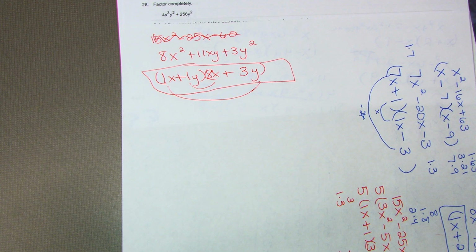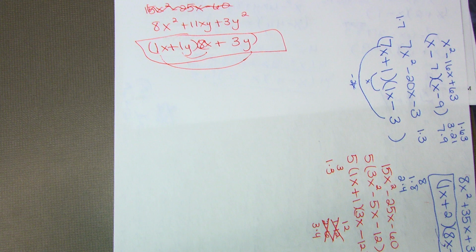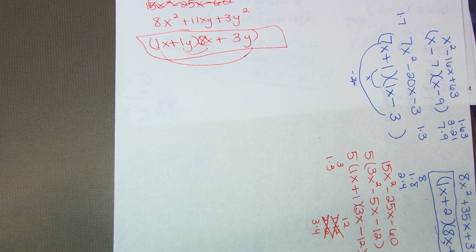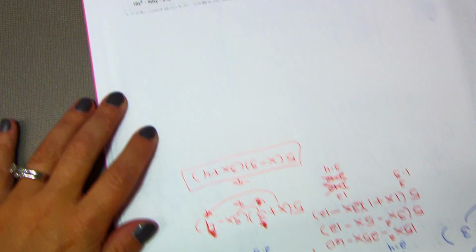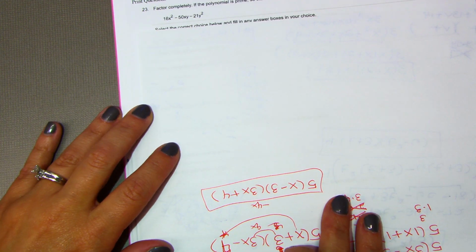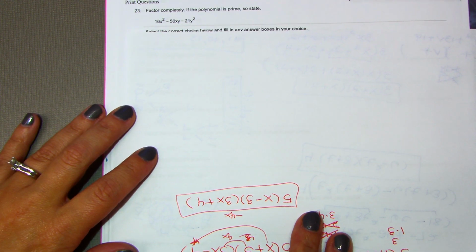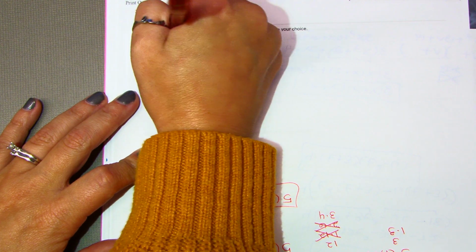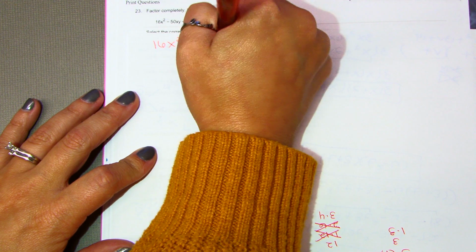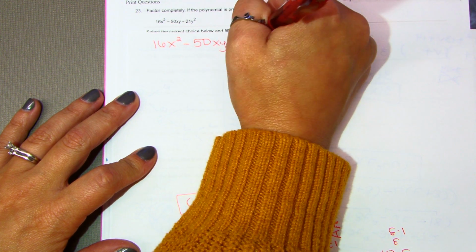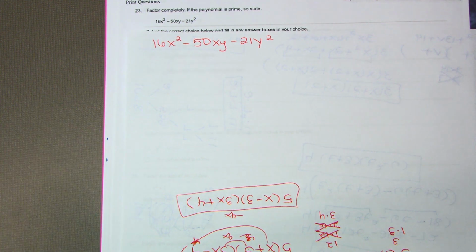Alrighty, let's get up here and look at 23. We have 16x squared minus 50xy minus 21y squared. I would be tempted to find something they all had in common, like 16 and 50 are both even, but 21 is not. And then fours and sevens and eights, I don't think anything actually comes out of all of these. So we're going to have to play around with all of them.